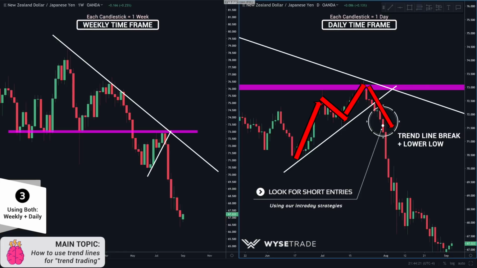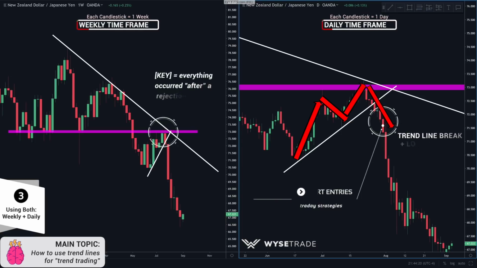Again, the key here is that this all occurred after the rejection and bounce from an area of high confluence, or else you would have just had a trend line break, and that would be meaningless. Now, we're going to take it even one step further.